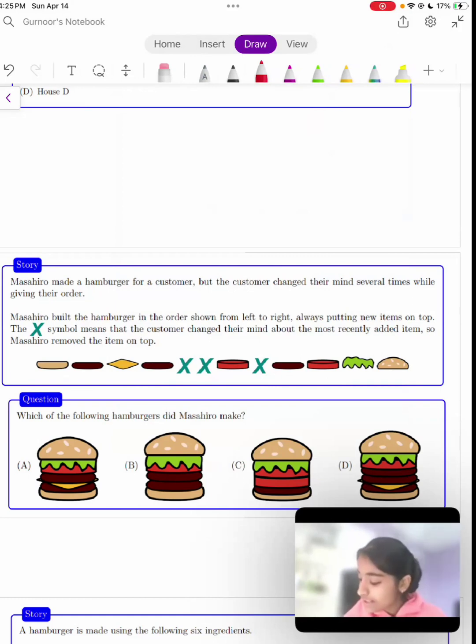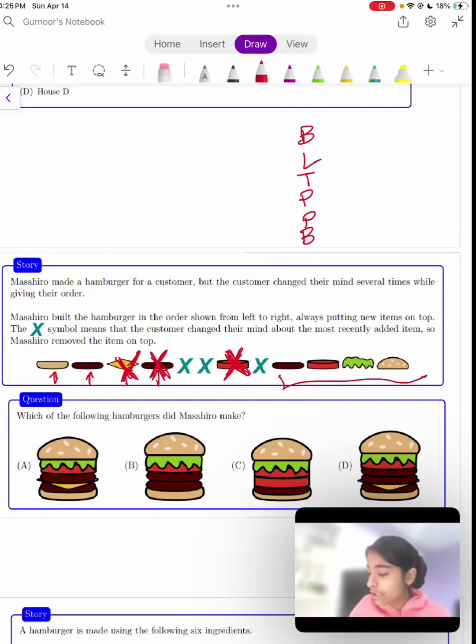So what this says is that Masahiro has put a bun, and then he has a patty, then he has cheese, then he has a patty, then he has two crosses, which means we're gonna cross this out. We're gonna cross this out. So now we have a bun, patty. I hope you can see. And now he puts on tomatoes, but then he had to remove that because the customer changes their mind. So now next up we have another patty, tomatoes, lettuce, and the bun. And since there's no other cross, this is the order that's gonna be.